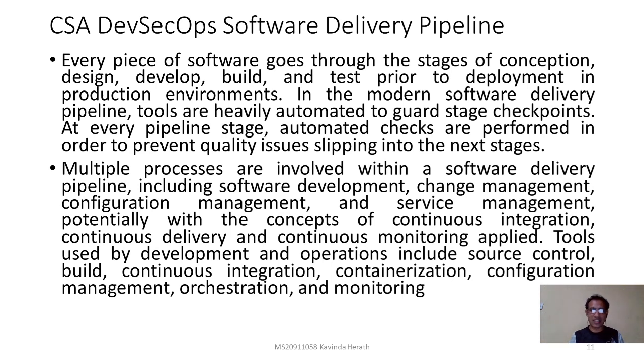So that's why, as I showed earlier, there are plenty of tools used to keep continuous development. The tools used by development and operations include source control, build, continuous integration, containerization, configuration management, orchestration, and monitoring. These are very important characteristics, and I mentioned orchestration last because it is a kind of backup system.